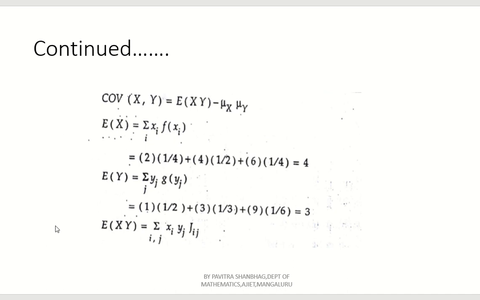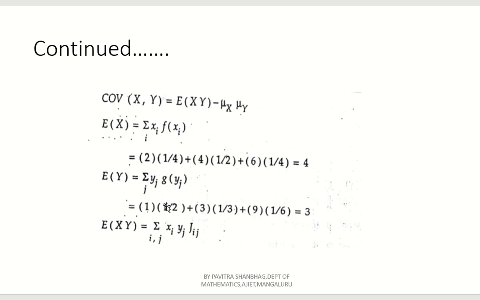Similarly, what is Ey? Ey means summation yj into g of yj, right? So that is 1 into 1 by 2 plus 3 into 1 by 3 plus 9 into 1 by 6. So at the end you will get 1 by 2 plus 1 plus 9 by 6. 9 by 6 means what? 3 by 2.